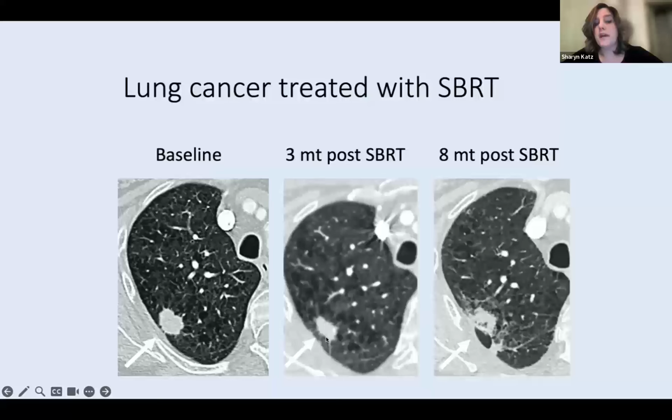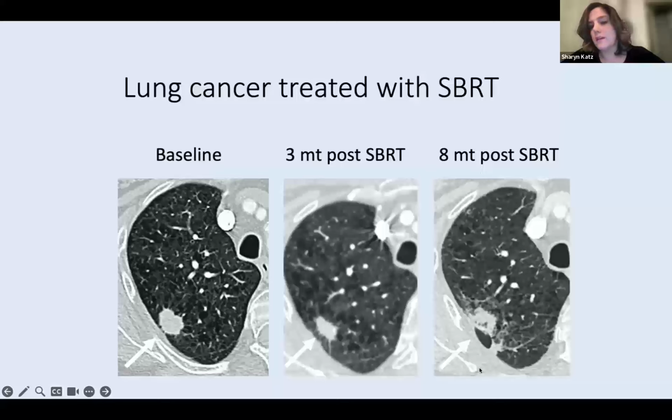But you do see a decrease in the caliber of the tumor. And that's actually one of the first things you see, is that the tumor starts to decrease in size, sometimes even before the surrounding changes manifest. By 8 months, you can see some patchy ground glass, consolidation, architectural distortion, and some kind of bands of fibrosis.